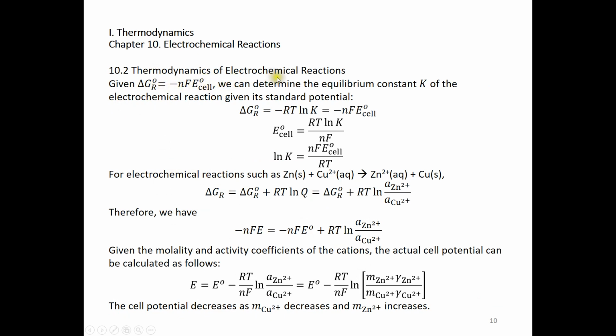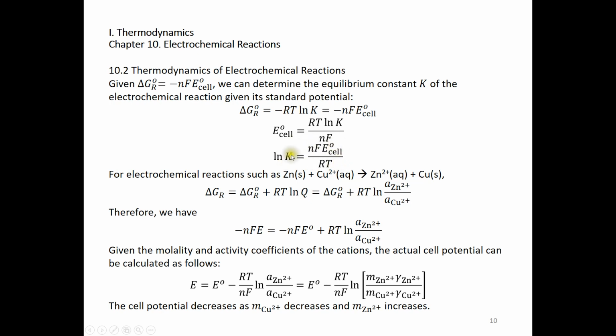We can determine the equilibrium constant K of the electrochemical reaction given its standard potential. Why is that? Because the standard Gibbs energy of reaction is also equal to negative RT ln K. So we have this equation, and therefore the standard cell potential is RT ln K over NF, and ln K is simply NF standard cell potential over RT.